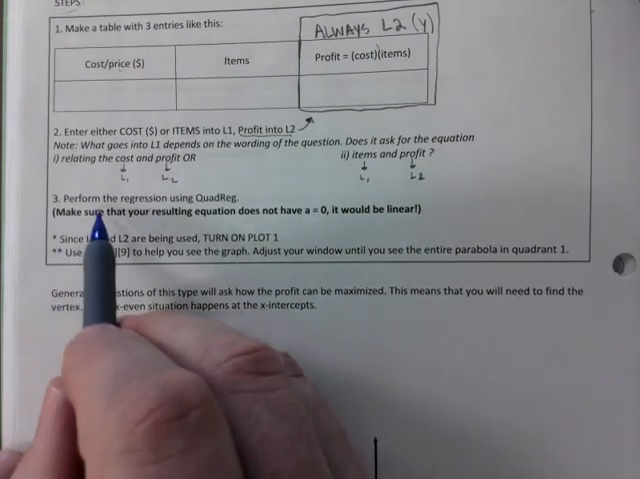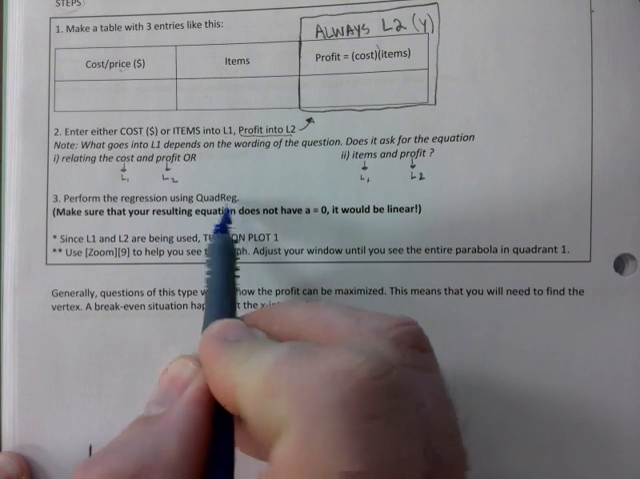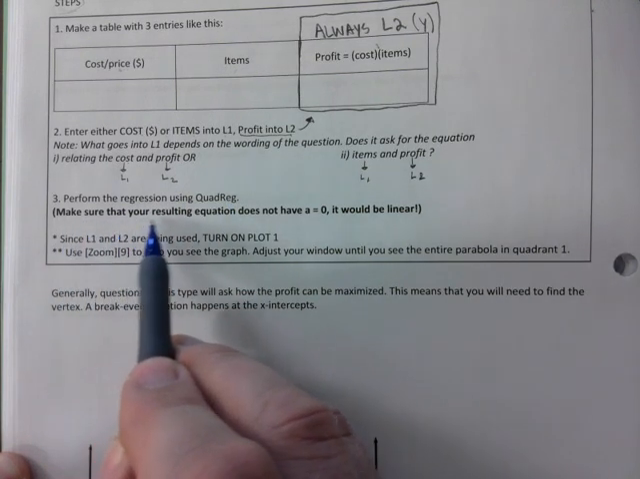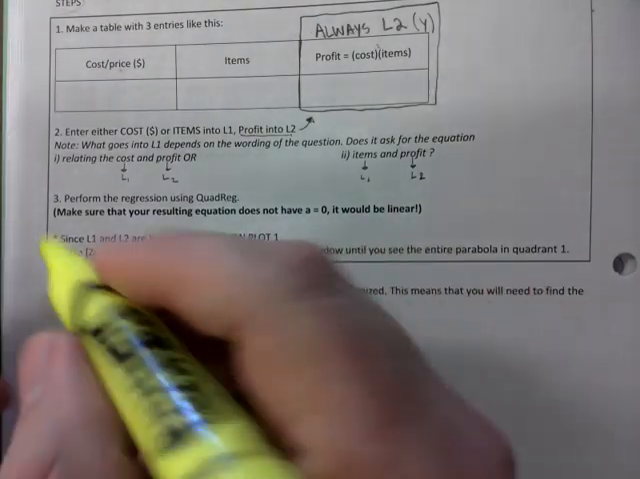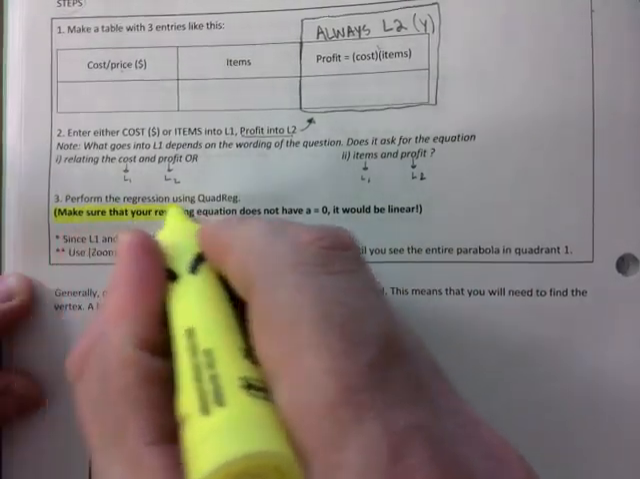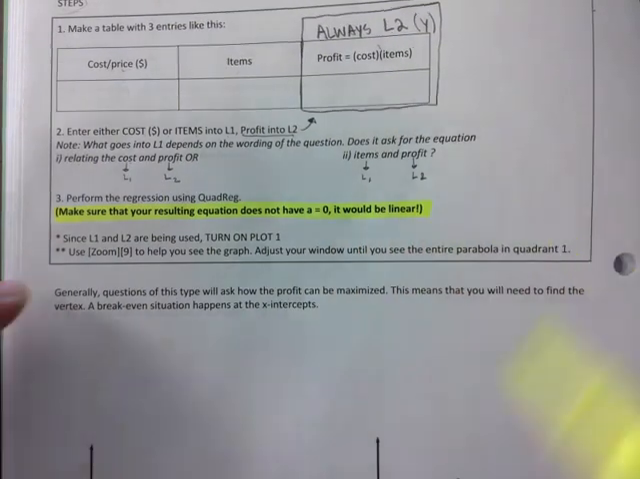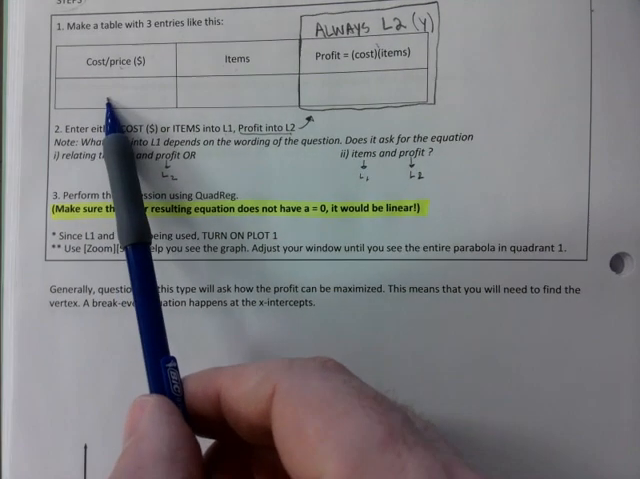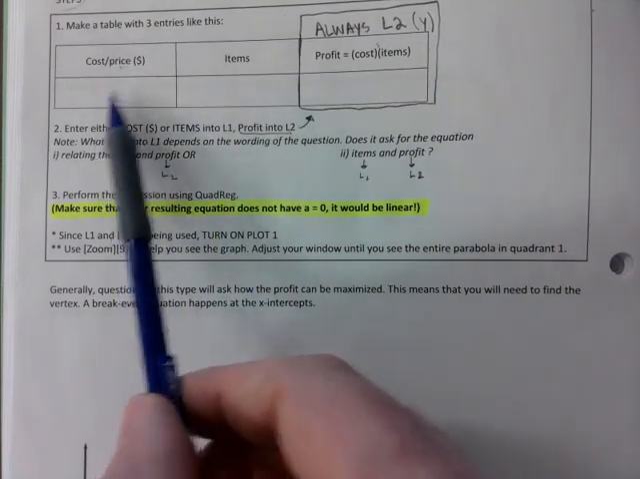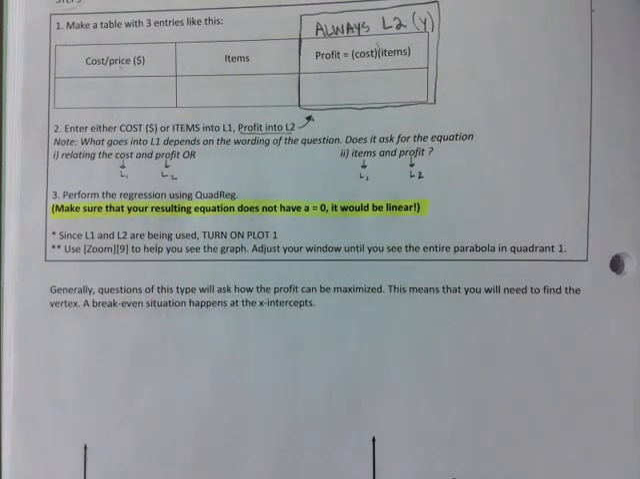And then third, perform the regression using quadratic regression. Make sure that your resulting equation does not have a equals 0, okay? That's very important, because that would make it a linear equation, which is not what you want. And you know what the main reason is for you to getting a 0 for A is that you put the first two like this is L1, this is L2. That's usually why that happens, okay?